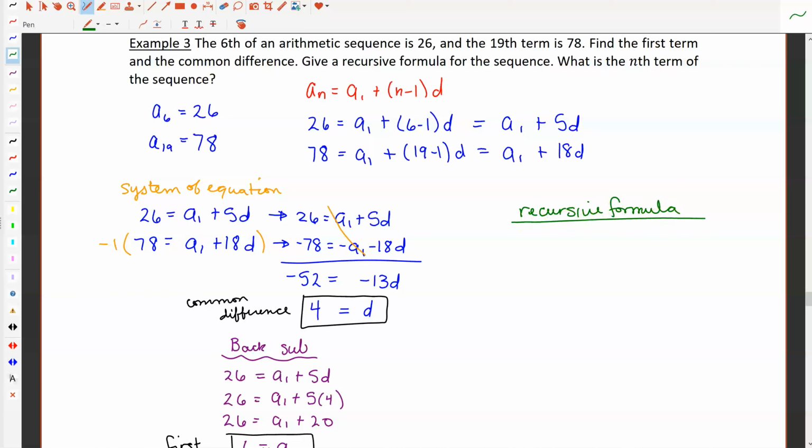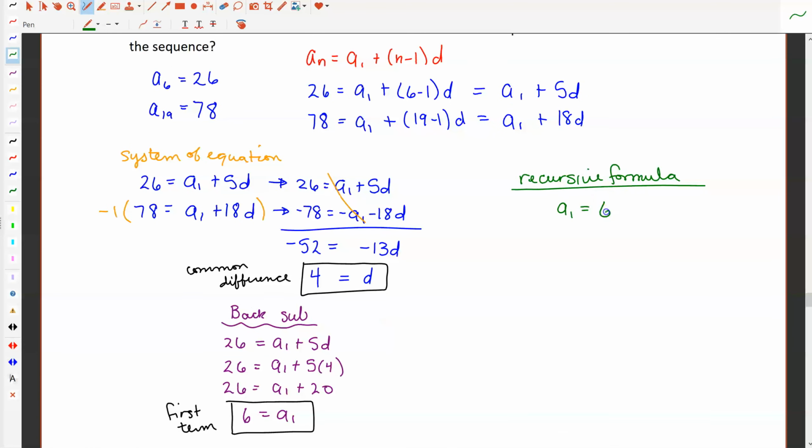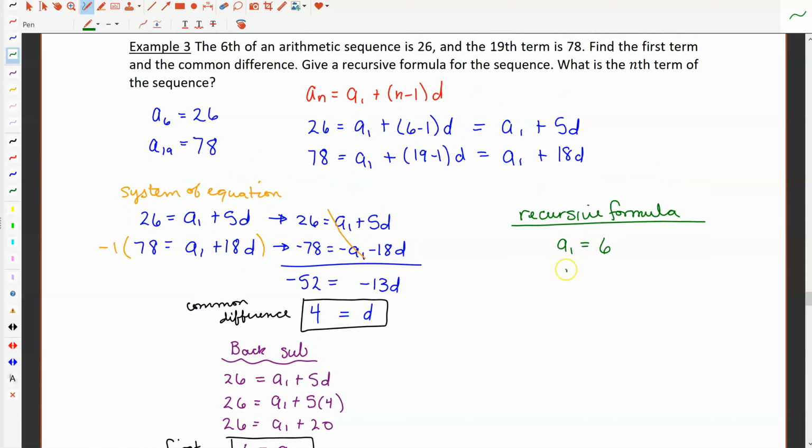We assign a value to the first term or first few terms, but in this case I only really need to assign a value to the first term, and then I have to tell you from that first term how to get to every term after it. So for this one, my first term is 6, and then to get to any nth term, you take the previous term, which would be a sub n minus 1, and you add 4. You add your common difference.